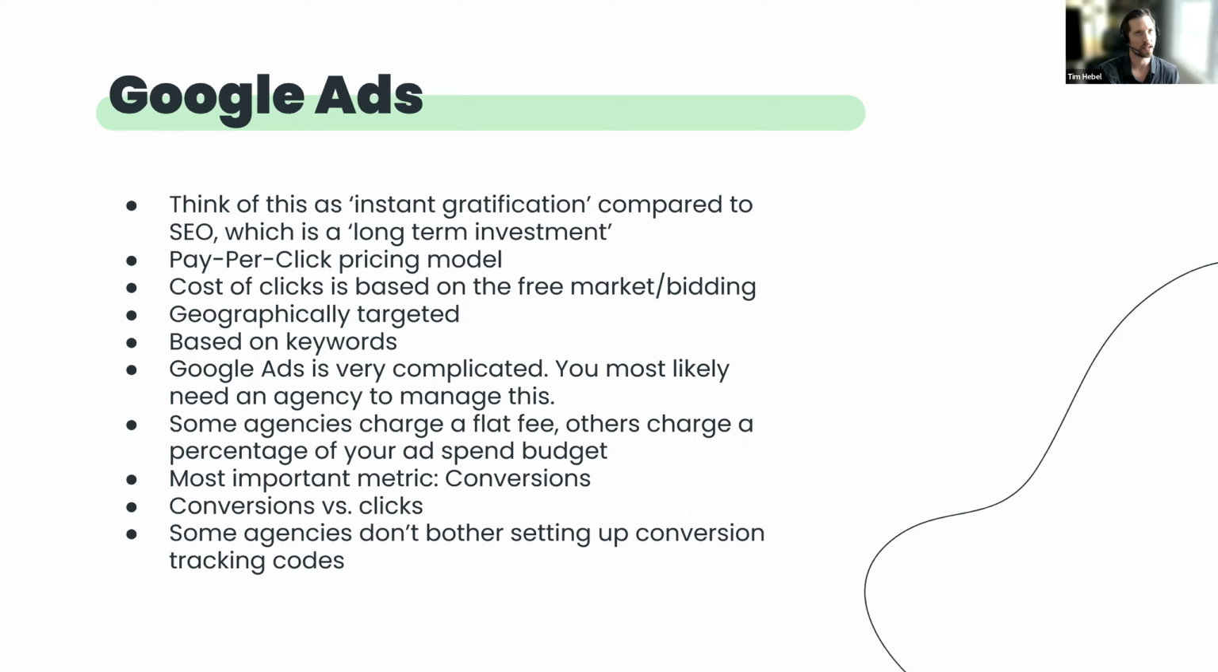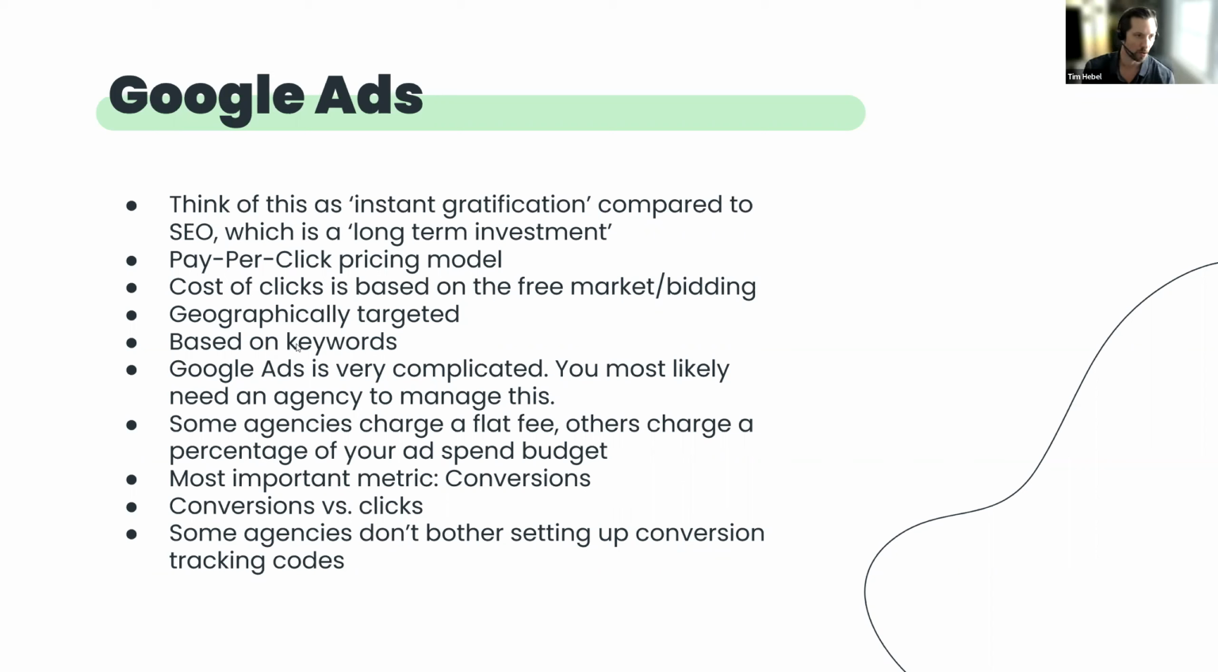But the beauty of it is, in a free market, generally someone wouldn't bid so much that it would make the clicks unprofitable. Otherwise, that would not be a smart decision. So as long as most of the actors in the free market are making smart decisions, the price of the clicks is usually pretty good. It can be very geographically targeted. It's based on keywords like SEO.